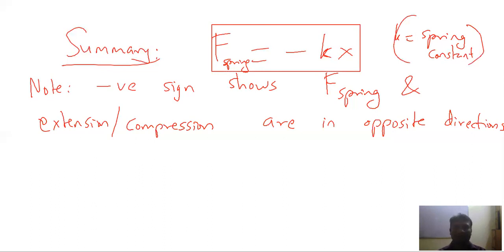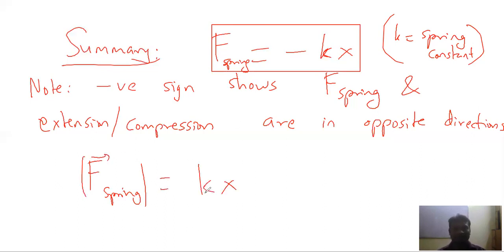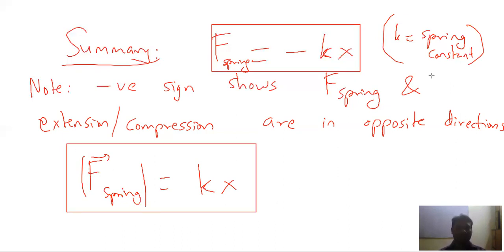And x is the extension or compression in the spring. If I talk about the magnitude of spring force, it will be kx. So the magnitude of spring force will be kx. So if someone asks what is the value of spring force, we can directly use this equation, which is: magnitude of spring force is kx.